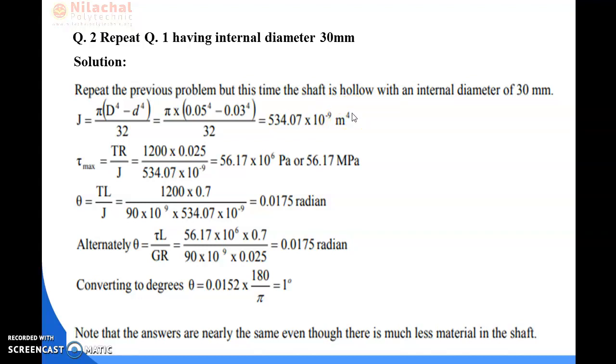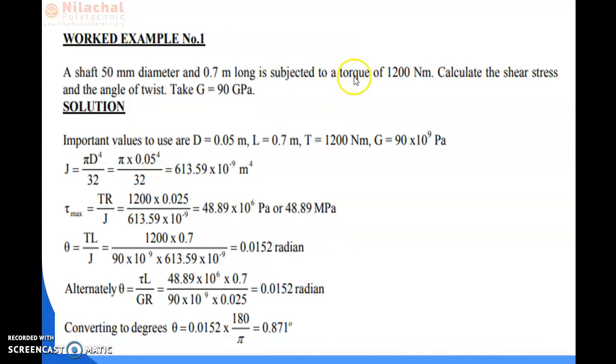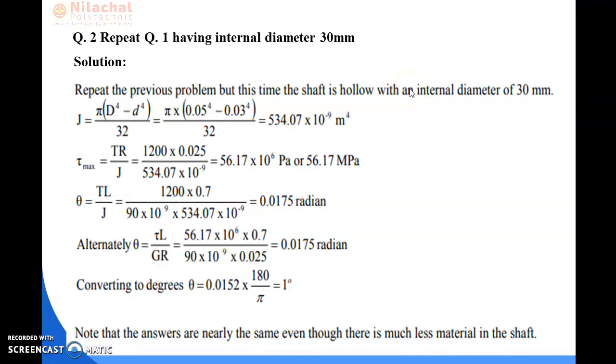And now we can find out the shear stress value, that is tau max, by putting the value of equation of torsion, that is tau by r is equal to T by J. Hence tau is equal to TR divided by J. So T is given 1200, that is already mentioned in question number 1. Next is radius, that is the radius of the outer diameter, which is 0.025, and J value is 534.07 into 10 to the power minus 9.